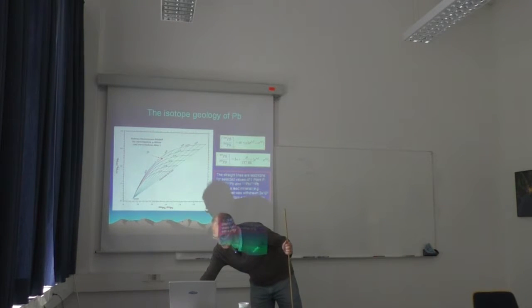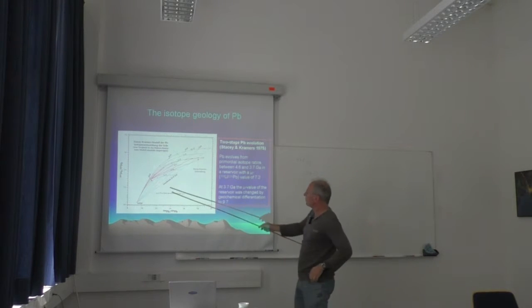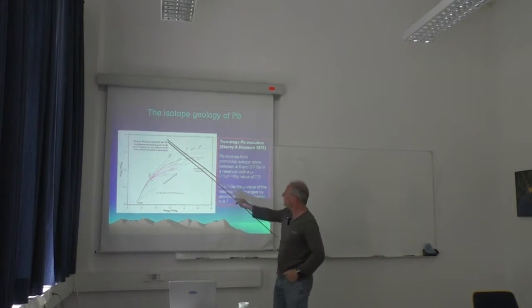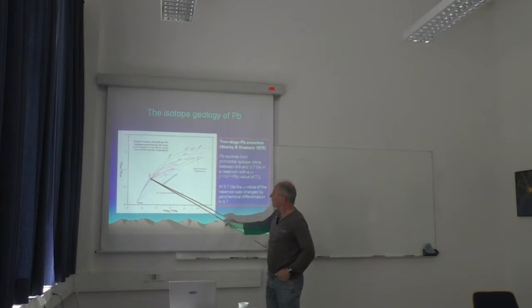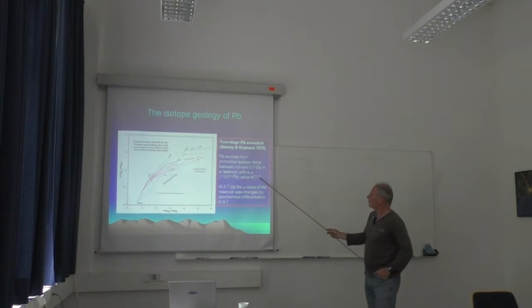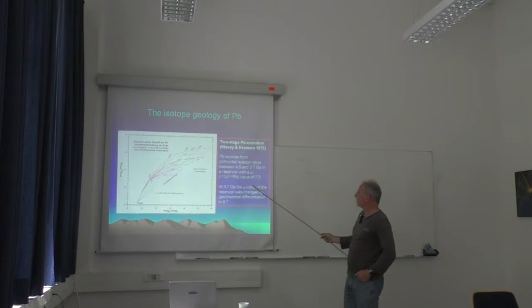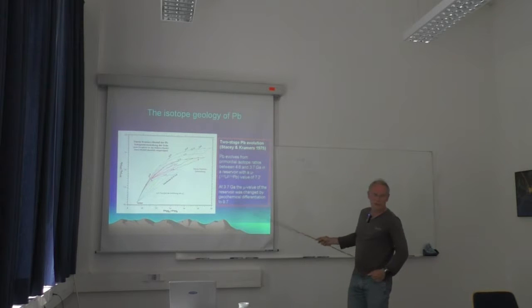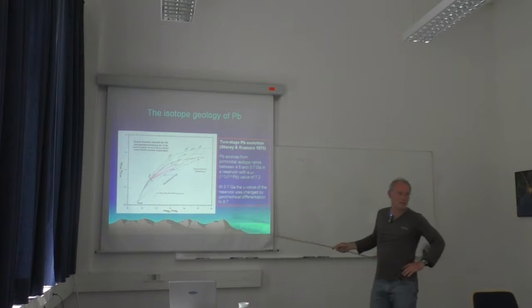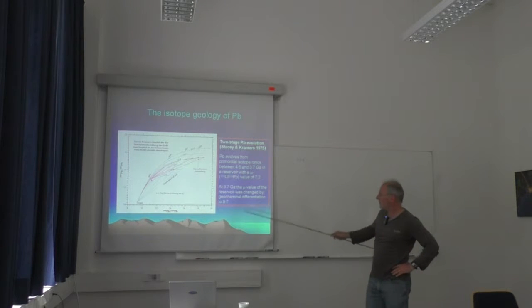Maybe let me just. This is a model to what I said. Here is the Stacey and Kramers model, which shows that at about 3.7 Ga in the past, the mu value changed. Initially, we had a mu value of around 7, and then at this time, we changed it to higher values due to fractionation processes and crust building processes. The mu value in the mantle gets higher, around 10.